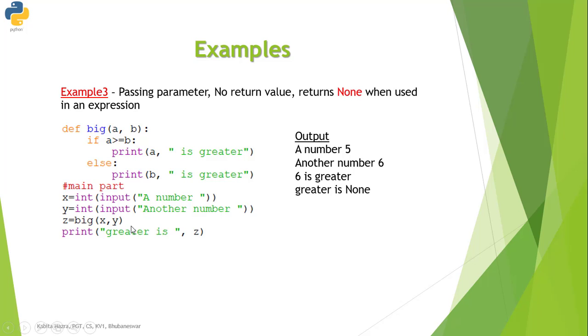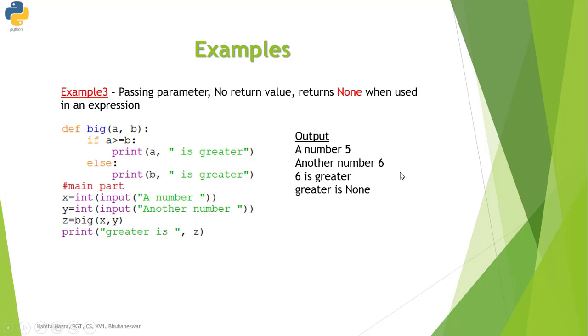When we are passing the values of x and y, say we input 5 and then 6, it compares the two values, and depending upon the values, it will print the bigger inside the function. But then this print statement, greater is z, see, this is printing None.